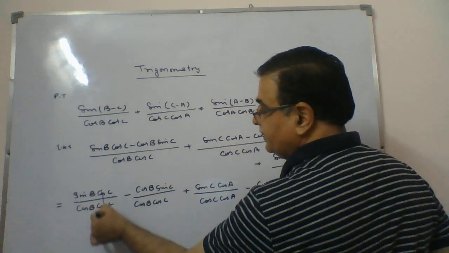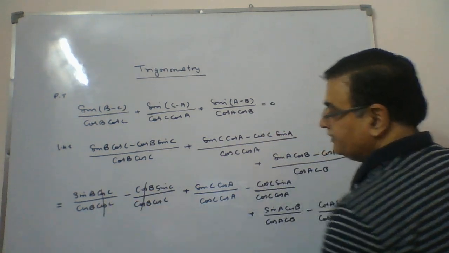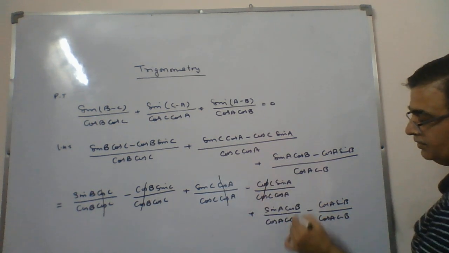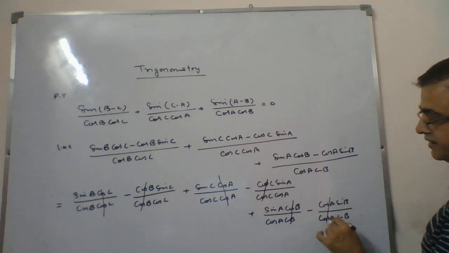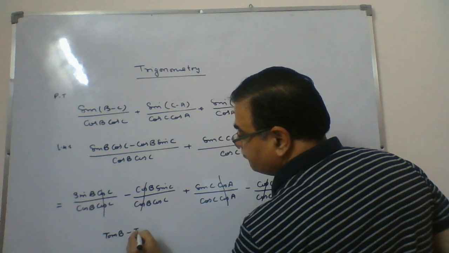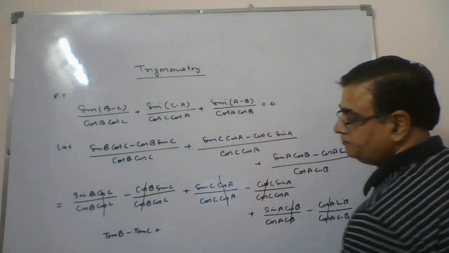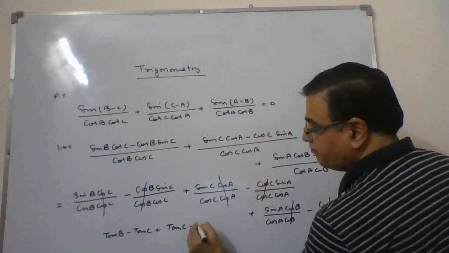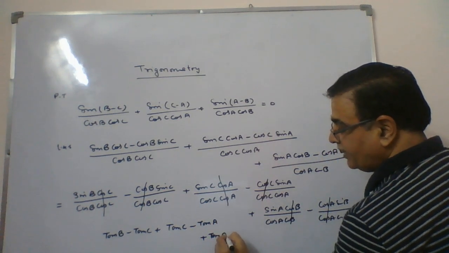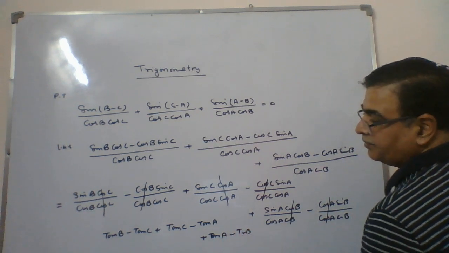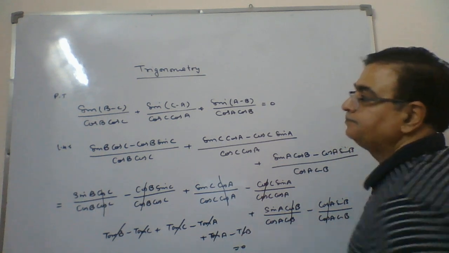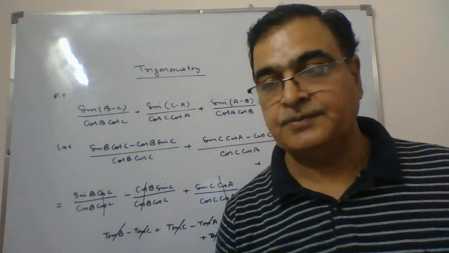Now when you solve it, this gets cancelled out, this gets cancelled out, this gets cancelled out, and so on for all the terms. When you solve it, it will come out to be tan b minus tan c, then tan c minus tan a, then plus tan a minus tan b. Now all the terms get cancelled out here and your result is coming 0. So this way you can solve this question.